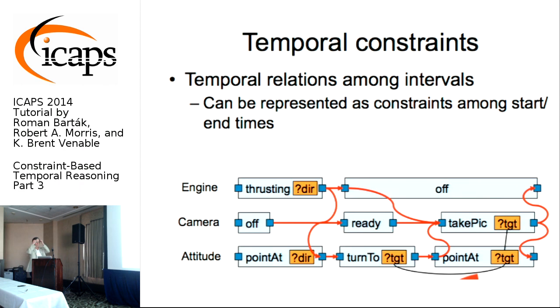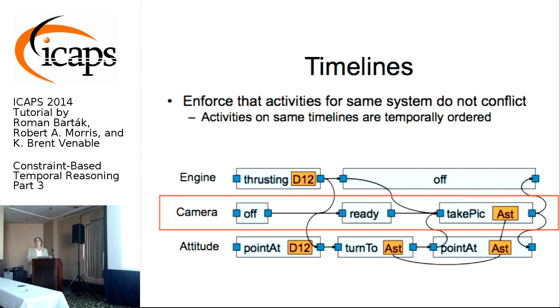And then there are things called timelines. Timelines describe an evolution of a component subsystem of the complex system that you're planning for. So a timeline associated with a camera describes the evolution of the states of the camera. And the timeline associated with the engine similarly describes the evolution of the states. And one of the constraints on the plan is that every point on the timeline has to have some action associated with it. So one of the things that a plan has to be is complete, in the sense that every point on every timeline has to have some kind of activity associated with it. That's part of the planning process.